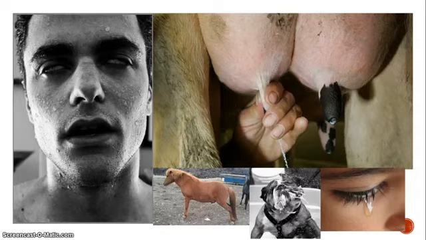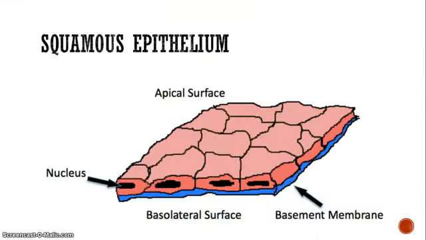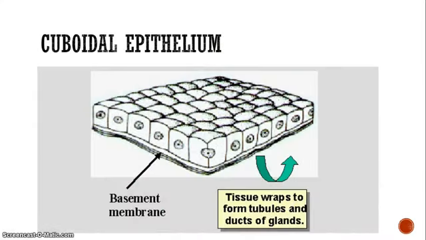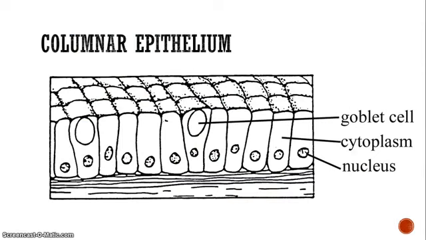Epithelial tissue is classified by cell shape into three types of tissue. Squamous epithelium is composed of flat cells, as you see here. Cuboidal epithelium is composed of cube-shaped cells, and the tissues tend to wrap and form tubules and ducts of glands. Columnar epithelium is composed of cells that resemble columns or pillars. Epithelial tissue can also be categorized as simple or stratified. Simple epithelium consists of a single layer of cells, while stratified epithelium consists of 2 or more layers of cells.